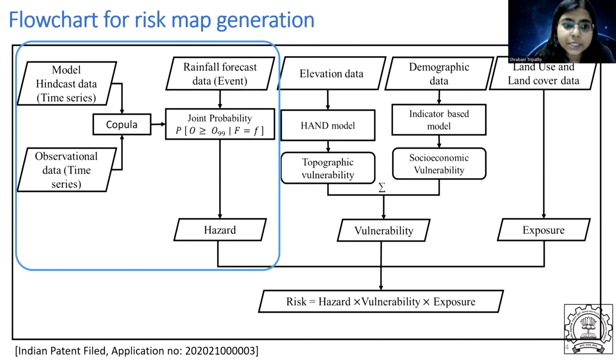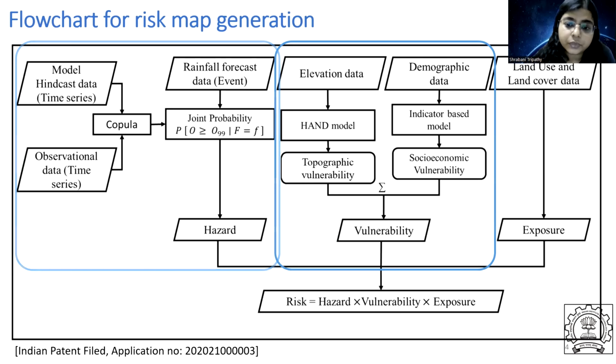In a copula-based model, using the model hindcast and observational data, we generate the bivariate distribution, which gives us a joint probability, and based on any flood forecast, any rainfall forecast value, we compute hazard. Similarly, vulnerability is computed as a combination of topographic and socioeconomic vulnerability.